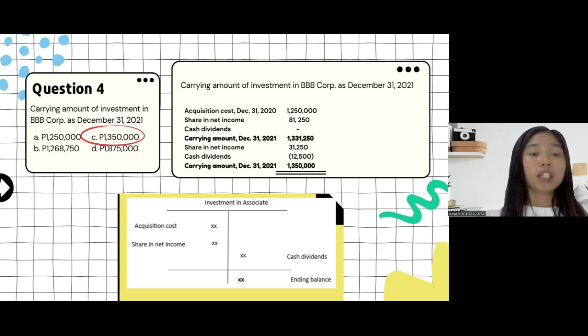Note also that if there's a stock dividend, it is only recorded through memo entry as it is not accounted for because it does not result in changes in the total equity of the associate. Under the equity method, only those transactions that can cause changes in the total equity of the associate are accounted for.